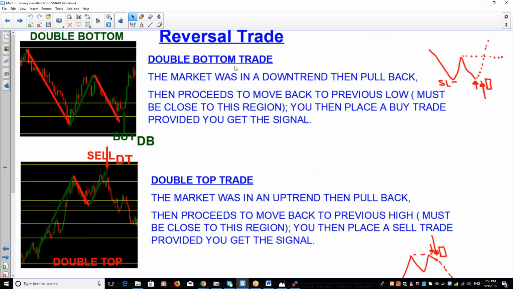So that's going to be our first. This is what we call a double top. So the market breaks down, pulls back. Now this high here is either equivalent to this one. We get a really nice pin bar, okay? Then we're looking to sell. So we call that a DT trade, which is a double top.